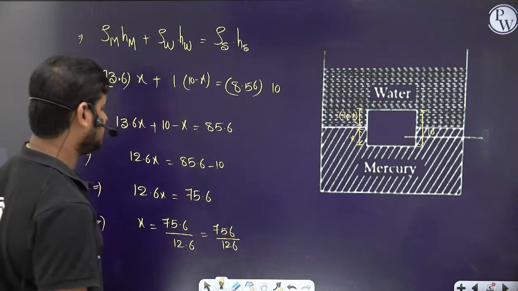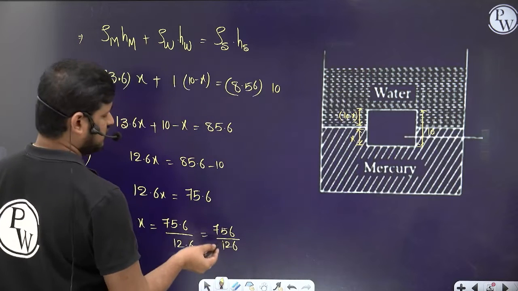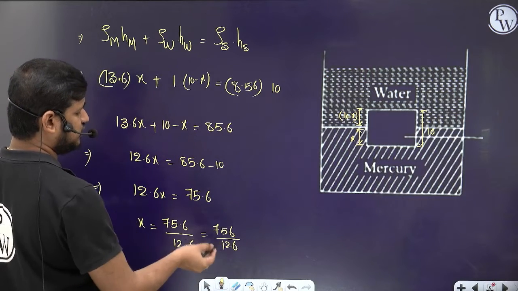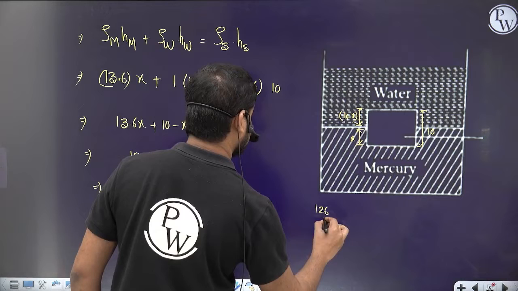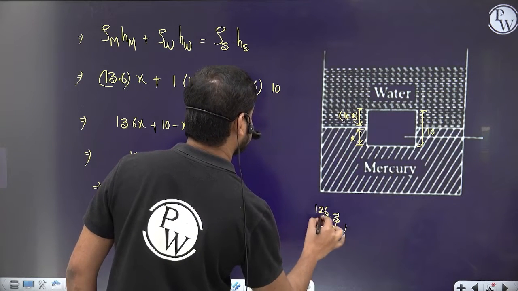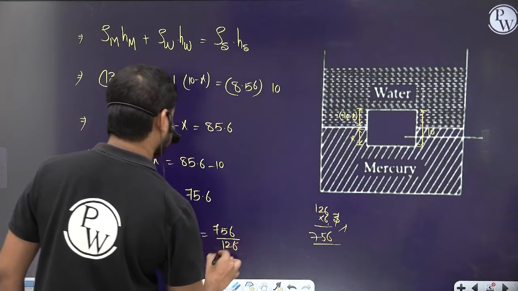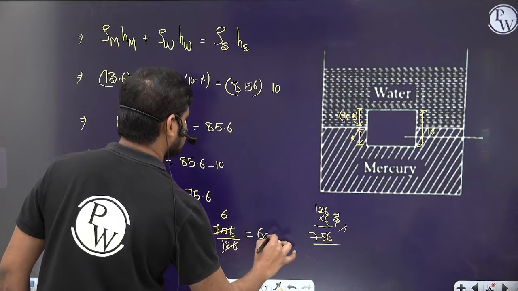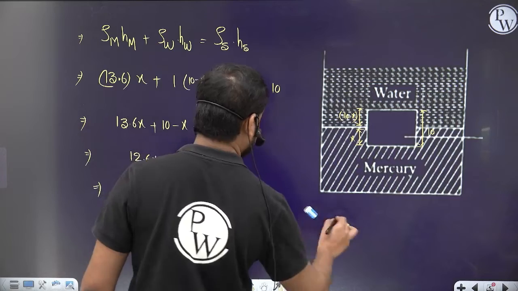What is 126 times 5? 72 means 6 times, you can check. 126 times 6 is 756, so exactly 6 times it goes, which means 6 centimeters is the correct answer. Done.